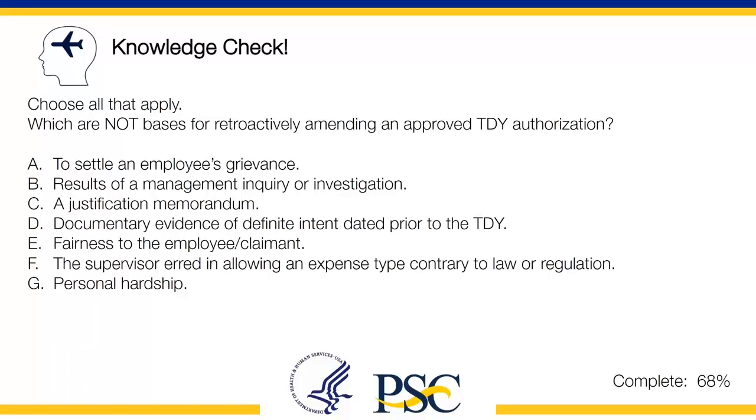Choose all that apply, which are not bases for retroactively amending an approved TDY authorization. A. To settle an employee's grievance. B. Results of a management inquiry or investigation. C. A justification memorandum. D. Documentary evidence of definite intent dated prior to the TDY. E. Fairness to the employee/claimant. F. The supervisor erred in allowing an expense type contrary to law or regulation. G. Personal hardship. Pause the video, consider your response, and resume to learn the answer.